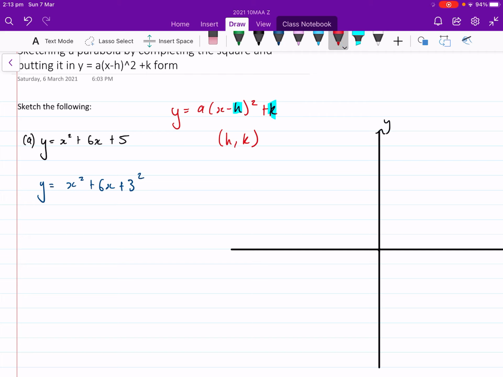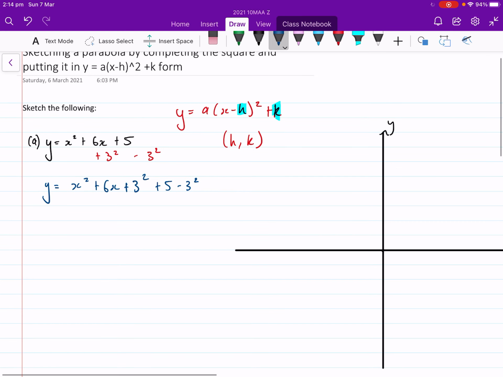Because when I add and subtract, that's going to have a value of 0. I'm not changing this equation, I'm just changing the way it looks. So finishing this off, I'll have plus 5 and minus 3 squared. That means I could factorize this into (x plus 3) all squared, and then I have plus 5 minus 9. But plus 5 minus 9 is minus 4.